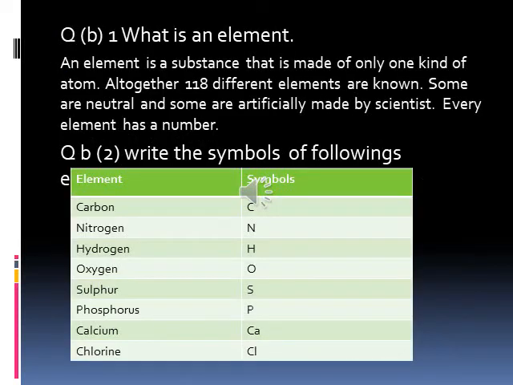Question number B, part 1. What is an element? An element is a substance that is made up of only one kind of atom. Sodium is made up of sodium atoms only. Altogether, 118 different elements are known. Part 2. Write the symbol of following elements: carbon, capital C; nitrogen, capital N; hydrogen, capital H; oxygen, capital O; sulfur, capital S; phosphorus, capital P; calcium, capital C, small a; chlorine, capital C, small l.